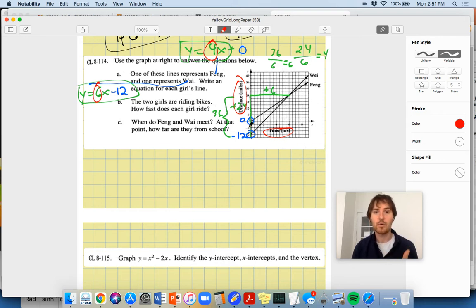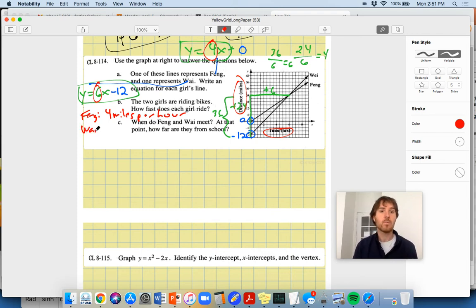So our rise here was plus 24 miles for every plus 6 hours, okay? 24 miles every 6 hours is how many miles per hour? Well, it's 4 miles per hour, okay? So Feng's speed is 4 miles per hour, or mph, right? Mph. Here is how you might abbreviate that slope, that rate of change, that speed of Feng.